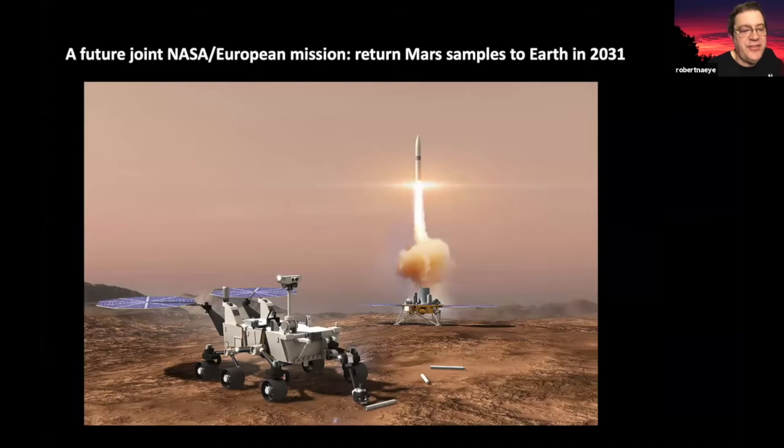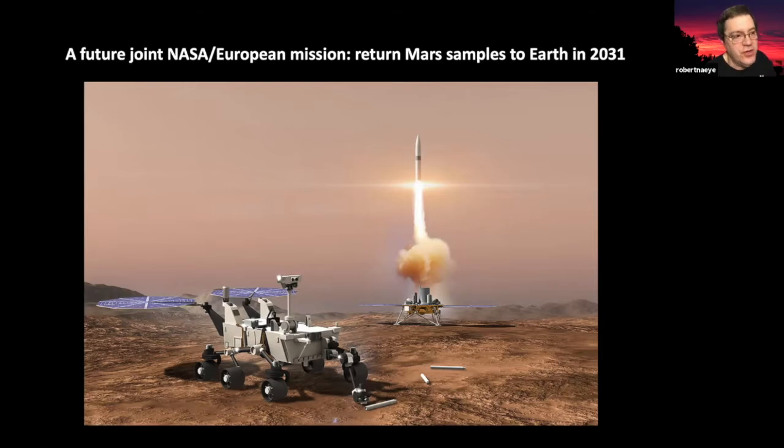So here's a nice artist rendition of a sample return mission that NASA and the European Space Agency are planning right now. This thing would, if it goes on schedule, it depends on funding and politics as much as science, have samples back on Earth in the 2030s. And as one of the team members I quoted in my Astronomy article, Jim Bell from Arizona State University, said, as far as he's concerned, Percy's mission won't be complete until its samples are brought back to Earth.